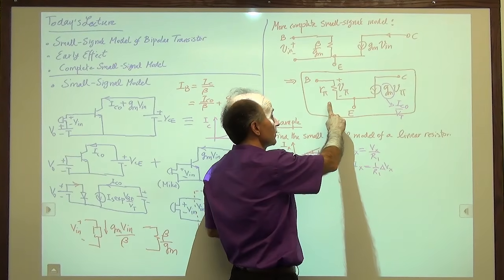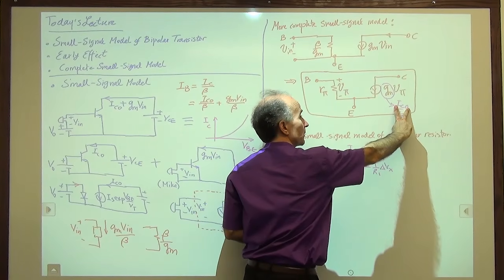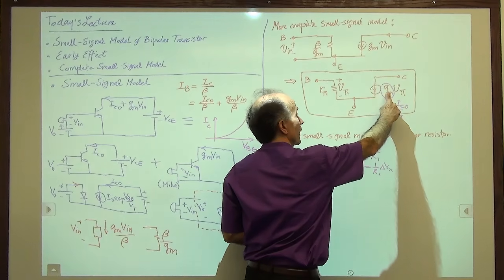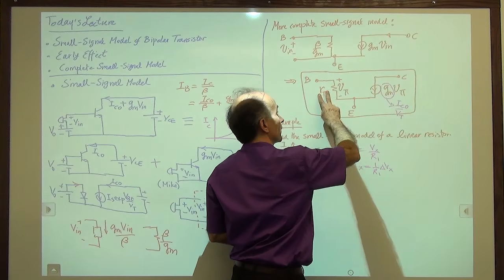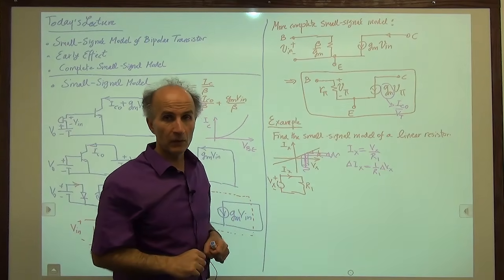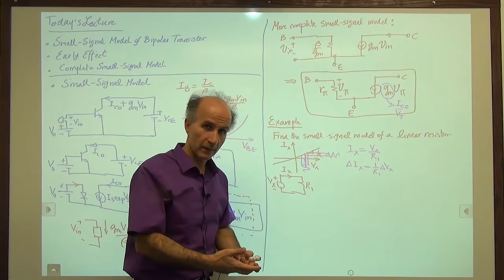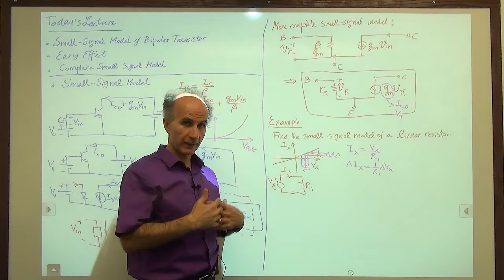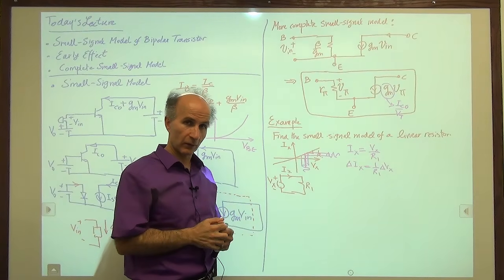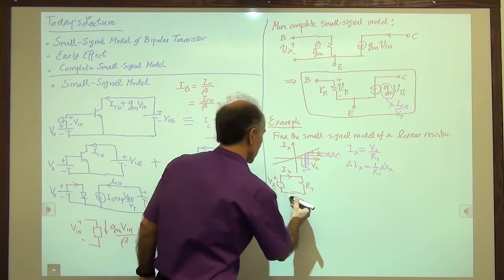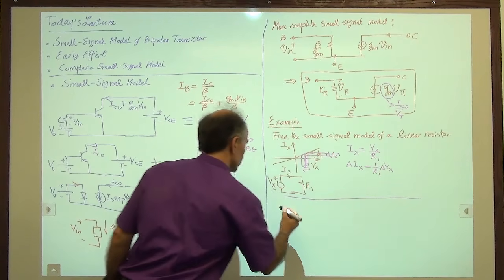It's the bias conditions that will give us how much bias current we have. From the bias current in the collector, we can find the GM, and from the GM, we can find the R pi. So for any small signal analysis, we also need to perform the bias calculations first. All right, so let me make a note of that here.